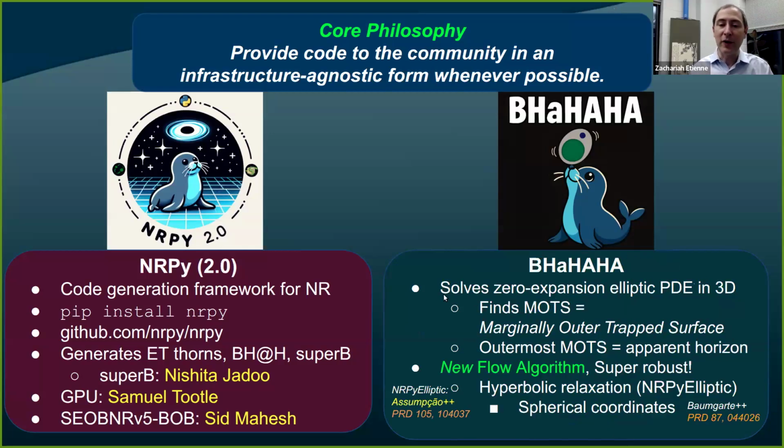So like all apparent horizon finders, it solves a zero-expansion elliptic PDE in 3 dimensions, although the PDE itself is on the surface of the apparent horizon. That is a trial surface, I should say. It finds a marginally outer trapped surface, a MOTS. The outermost MOTS is the apparent horizon by definition.